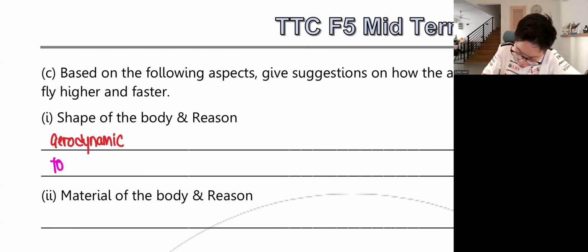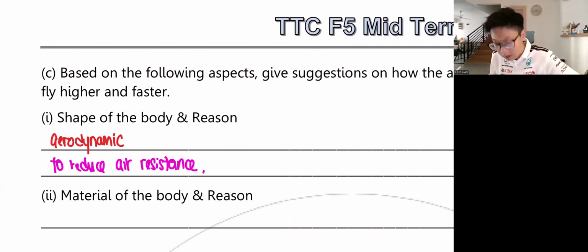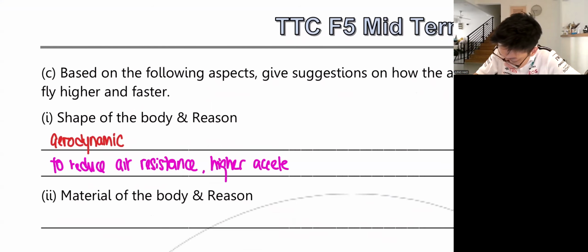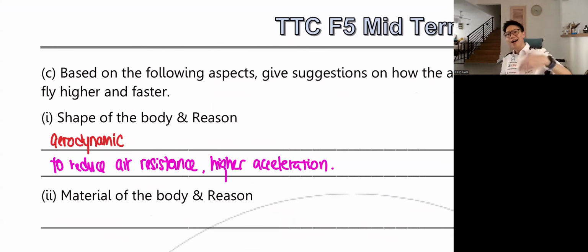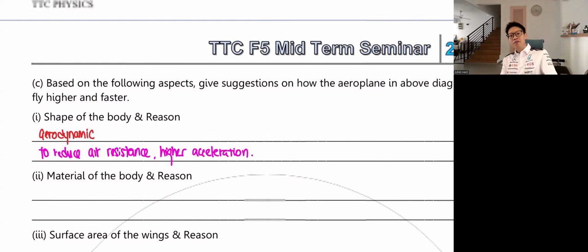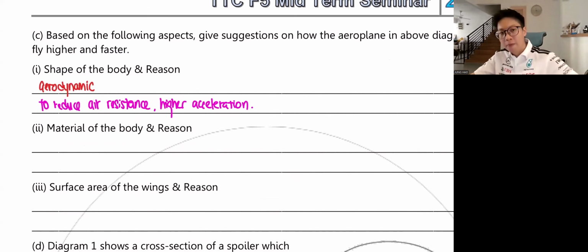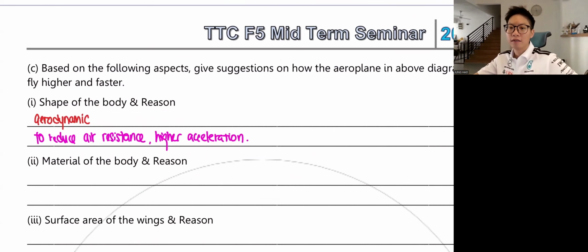meaning to say it is used to reduce air resistance. So why reduce air resistance? So that it will have a higher acceleration. So you can technically have a higher acceleration value. Okay, what about the material of the body? So the material of the body will be what then, guys?